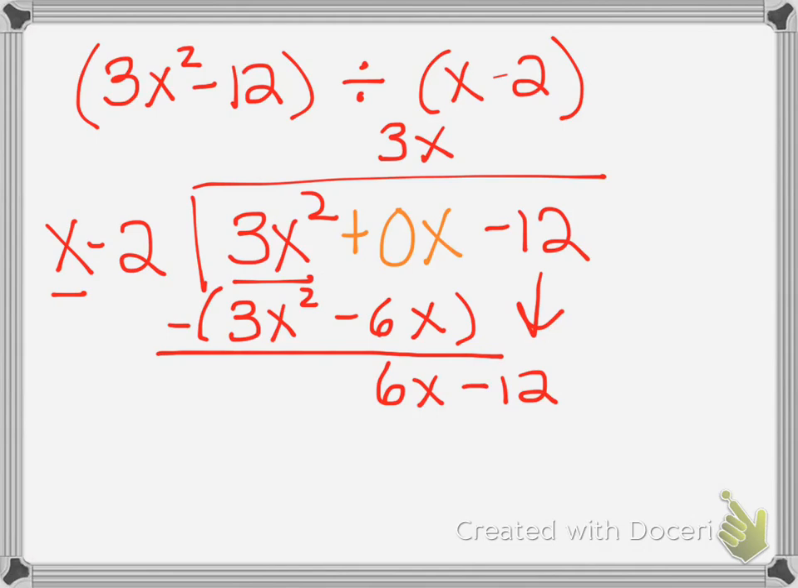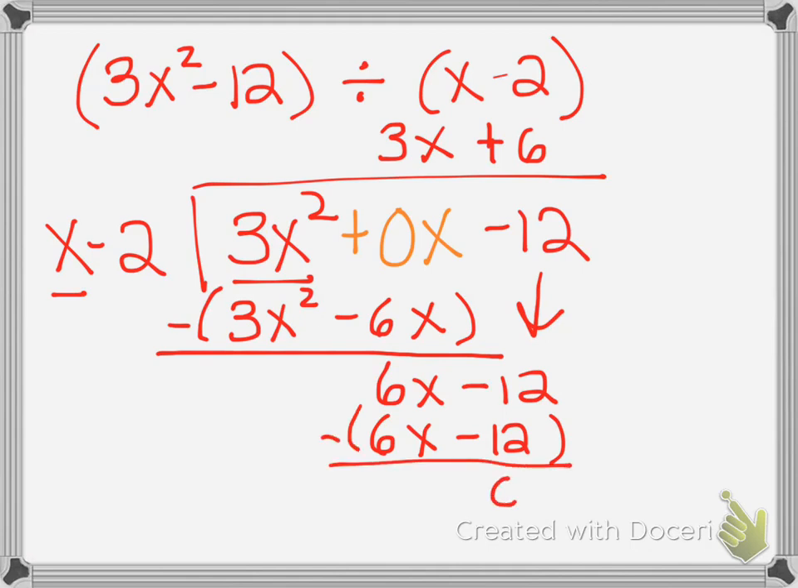Repeat your steps. 6x divided by x is 6. Multiply that through. 6x minus 12. It's the same when we subtract. We get 0, so our quotient is just 3x plus 6, no remainder.